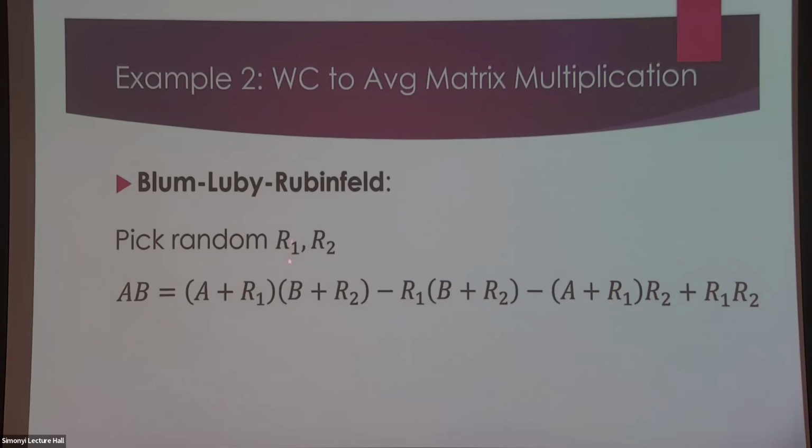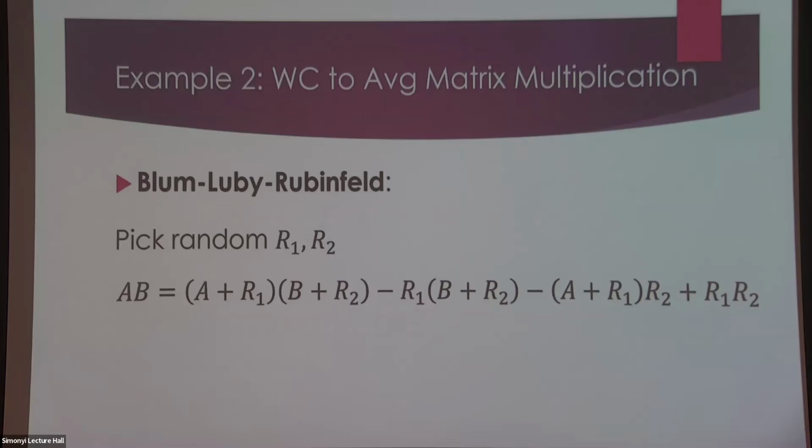They are saying, let's draw two random matrices over my finite field and write down A times B. These are my worst case, any two specific matrices, as this thing: A plus R1 times B plus R2. And then let's remove what we need, minus R1 times B plus R2, minus A plus R1 times R2. And then we add what we removed twice. We add R1 times R2.